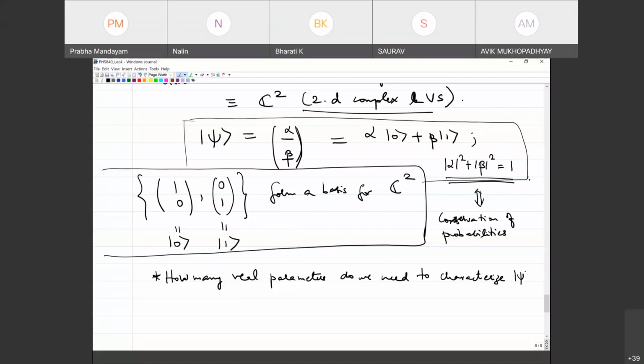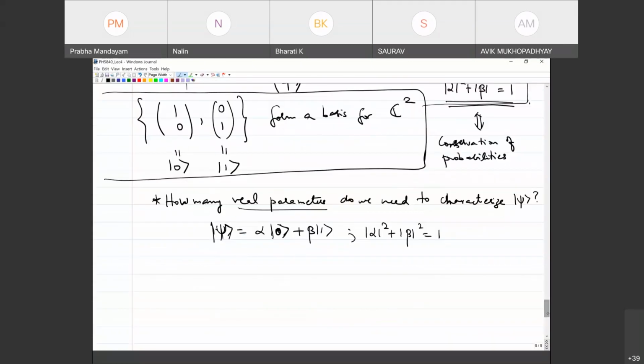Okay, I hope you understand my question. I know that I can write psi as alpha |0> plus beta |1>, right? But of course, alpha and beta are complex parameters, and their squared magnitudes must sum to 1. So how many real parameters do I need in order to write down an arbitrary state of a qubit? That's my question, right? So what do you think? 2. That's because you already know the answer.